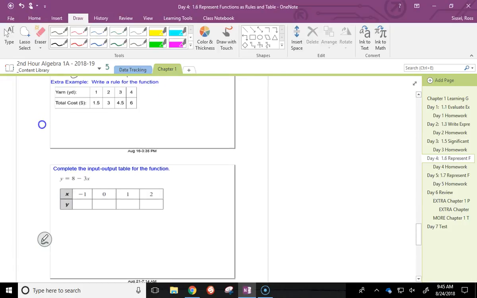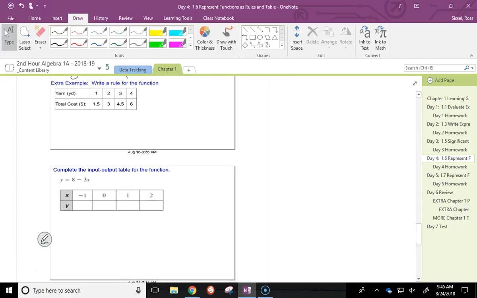Going down to an extra one. 1, 2, 3, 4, and the total cost is 1.5, 3, 4.5, 6. So this one's a little more tricky. But if I did 1 plus a half, I get 1.5. If I did 2 plus a half, I get 2.5, and I'm supposed to get 3.